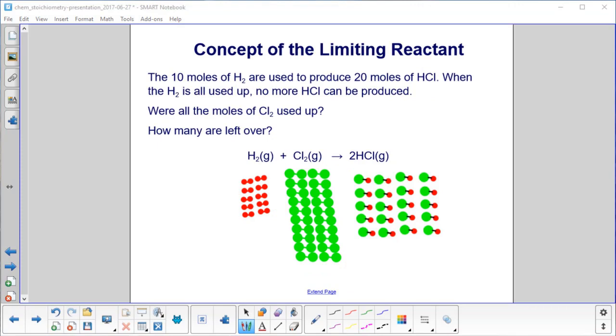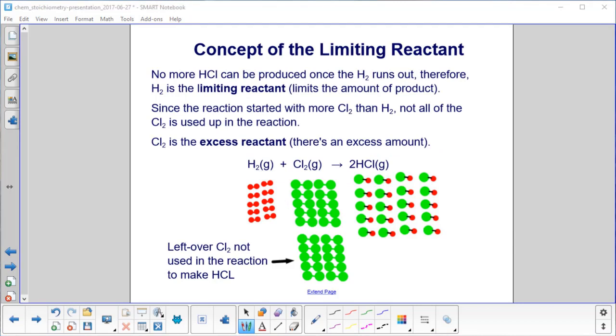Before we answer it, let's note that the 10 moles of hydrogen are used to produce 20 moles of HCl. So all of these guys were used up. You can count each individual hydrogen atom, and you'll find one over there for each one. Were all the moles of chlorine too used up? So look at the picture and come up with an opinion on that. And if they weren't all used up, how many are left over? So before you go to the next slide, pause here and try and answer those two questions.